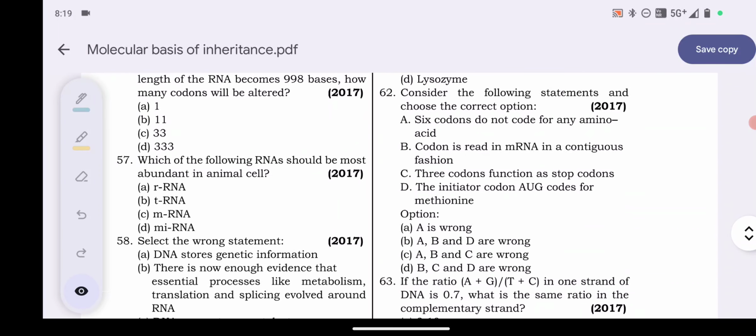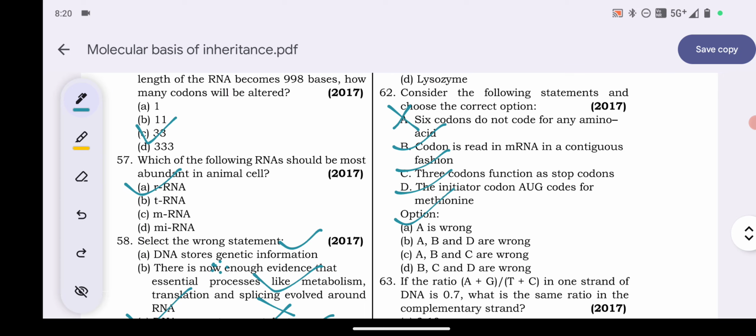62. Consider the following statements and choose the correct option. A: 6 codons do not code for any amino acids. B: Codons are read in mRNA in a contiguous fashion. C: 3 codons function as stop codons. D: The interior codon AUG codes for methionine. So here statements B, C, D are the correct ones, and A is the incorrect statement, the wrong one. So according to the options, option A is the answer.